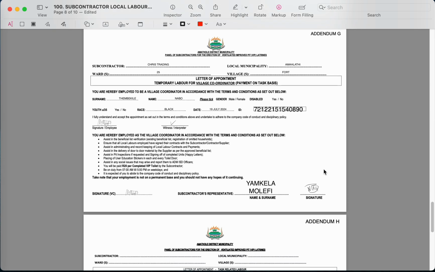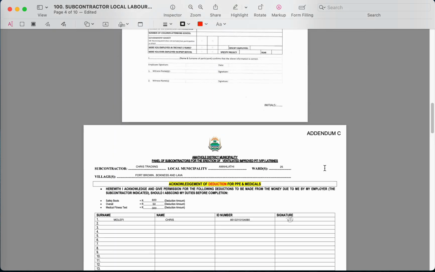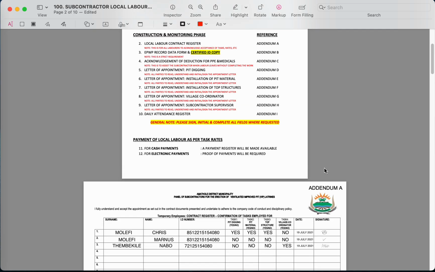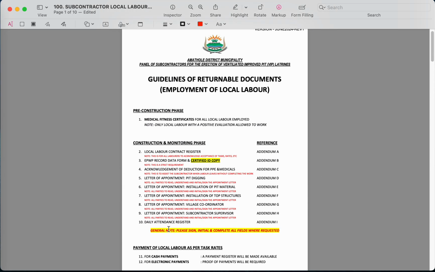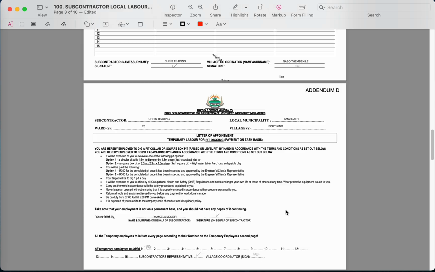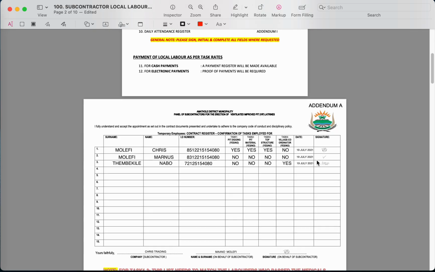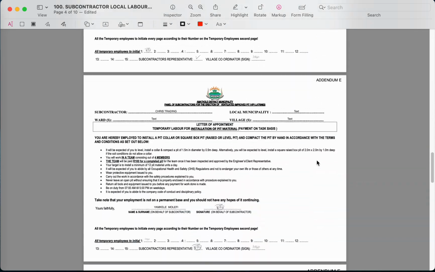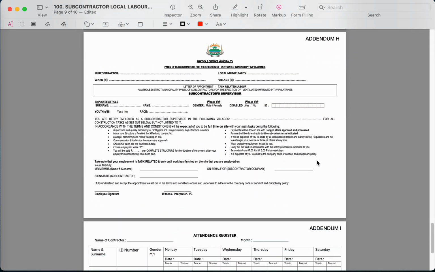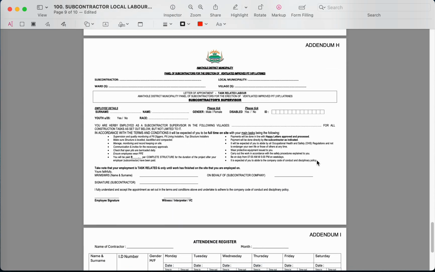Addendum G is done. We're going to addendum H, but ensure that you are referencing everything. You know, this is the letter of appointment, subcontractor supervisor, which is addendum H. Now let's go and fill addendum H. We said based on the register, Marnus Mulifi is our supervisor, correct? And we said specifically he's not a hands-on supervisor. Don't forget that part.